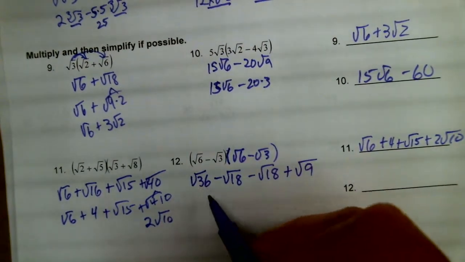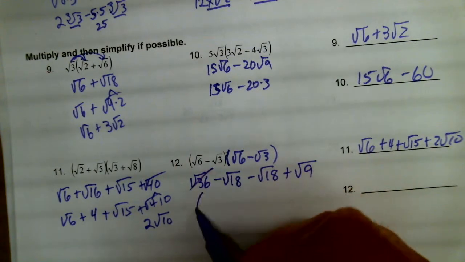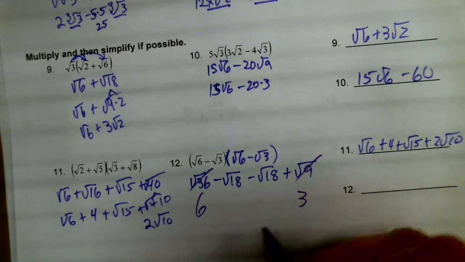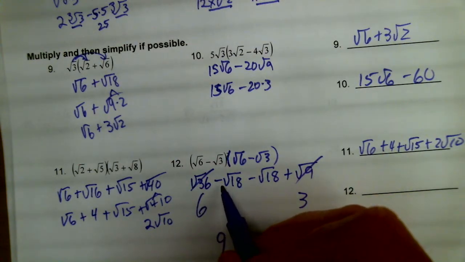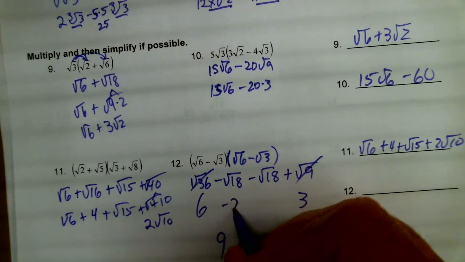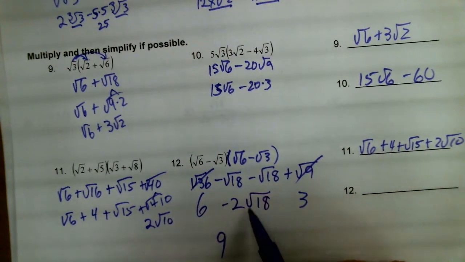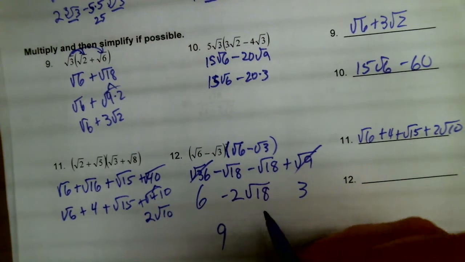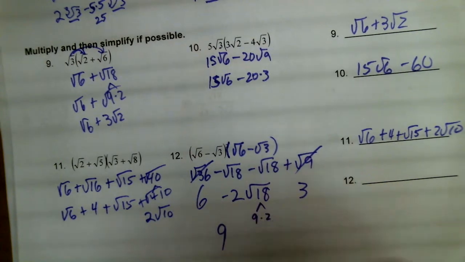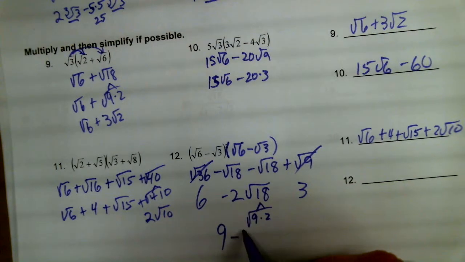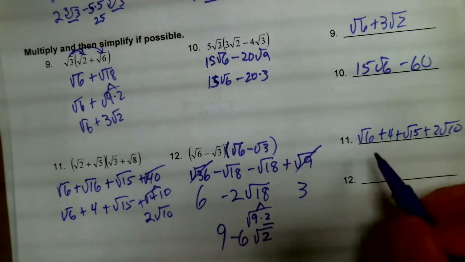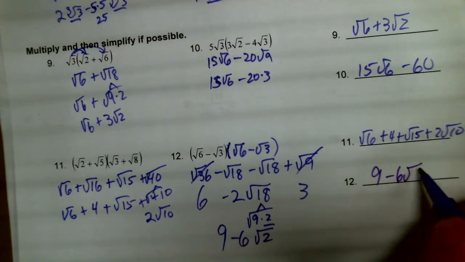Let's start simplifying here. We know that the square root of 36 is the same as 6. Square root of 9 is the same as 3. 6 plus 3 is 9. If I have a square root of 18 and a square root of 18, I have 2 square roots of 18. But the square root of 18 can be simplified. We've done that already once. That's 9 times 2. If I bring my 9 out, it becomes a 3 because you take the square root of it when you bring it out. So 3 times the negative 2 that's already out there gives me negative 6. And my 2 is left over. So 9 minus 6 square roots of 2.